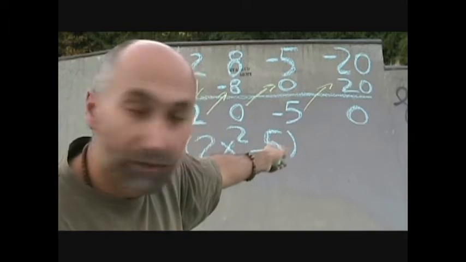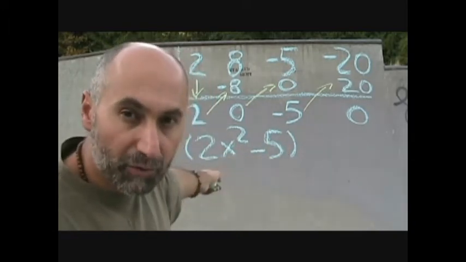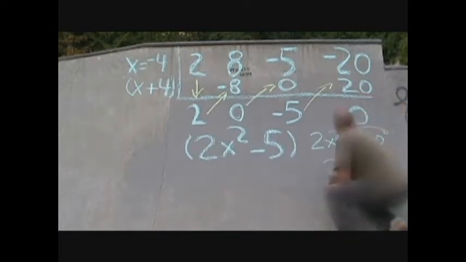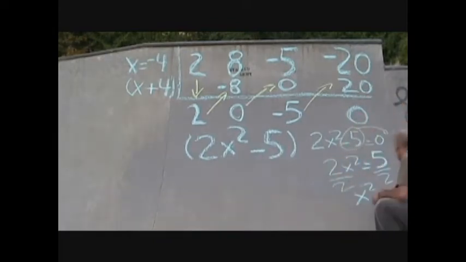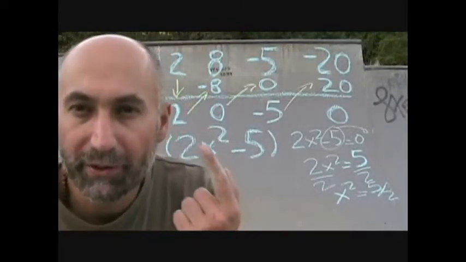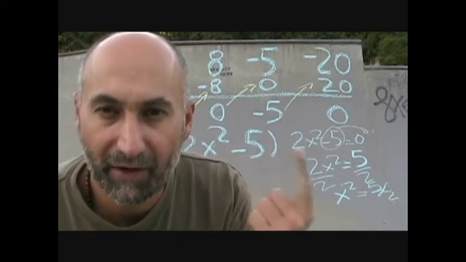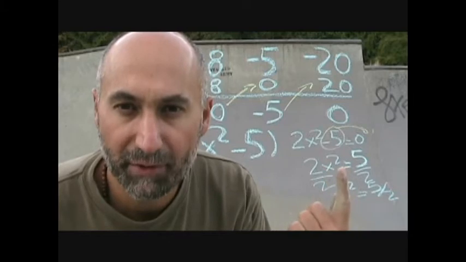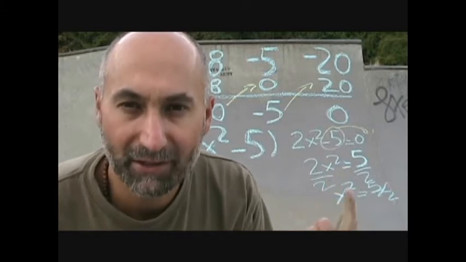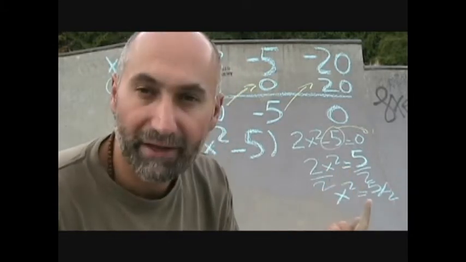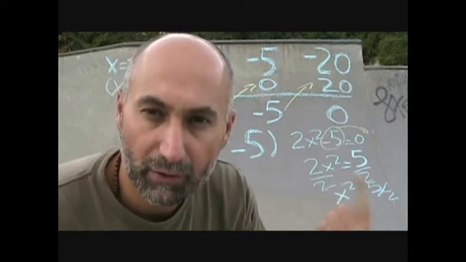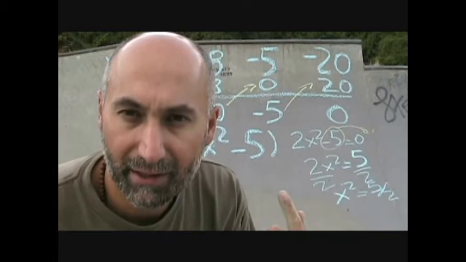So let's just do it over here. We go 2x squared minus 5, you set that equal to 0, bring the 5 over, and then divide both sides by 2. So what you end up having is x squared is equal to 5 divided by 2. To solve for this, you have to get the x by itself, so you take the square root of both sides.